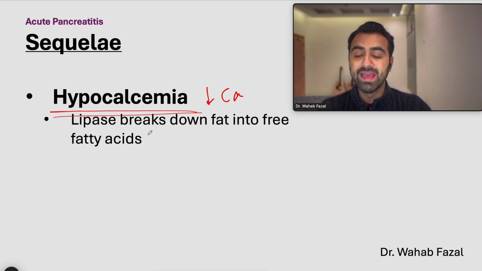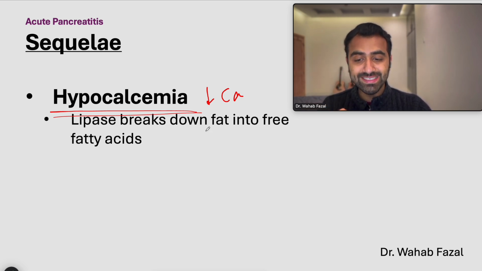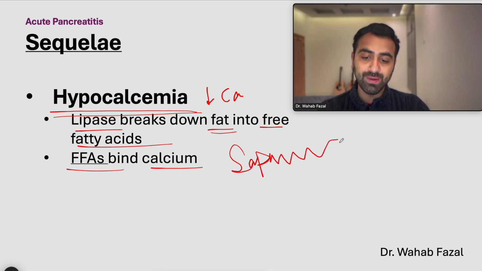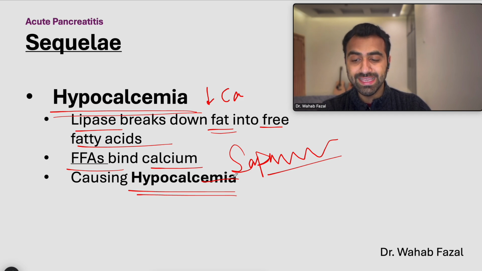How does it happen? Well, I also told you that hypercalcemia can cause acute pancreatitis. Once you have acute pancreatitis and the lipase starts breaking down the fat into free fatty acids, those free fatty acids have the ability to bind calcium in a process called saponification. I'm not going to write the whole thing here, but saponification leads to hypocalcemia. This is one of the sequelae of acute pancreatitis.